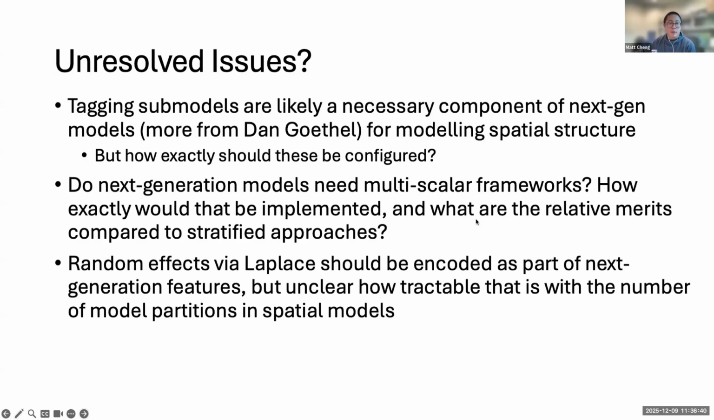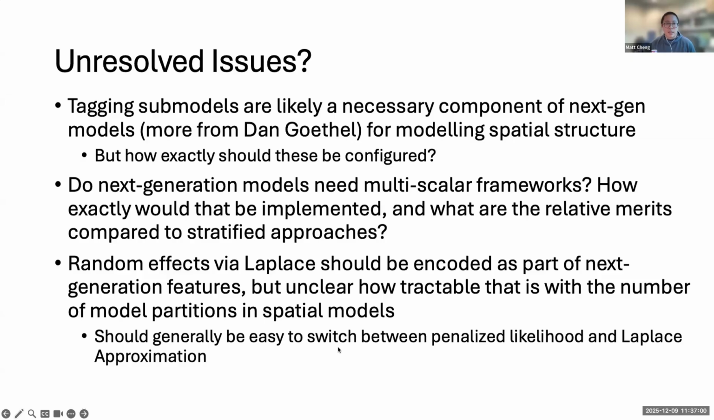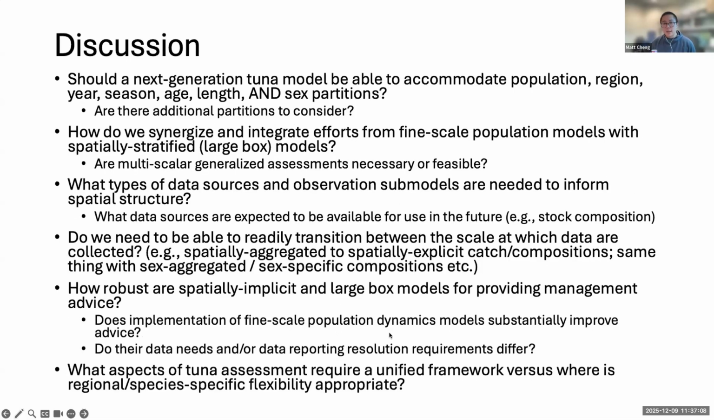I think that random effects via Laplace approximation should be part of next gen features, but in my experience, I'm not sure how tractable that is with the number of model partitions that are often modeled in these large scale spatial tuna models. But I think in RTME, it should be pretty easy to switch between penalized likelihood and Laplace approximation. And so I think that's it for now. I have some discussion questions listed there, but happy to take any questions.